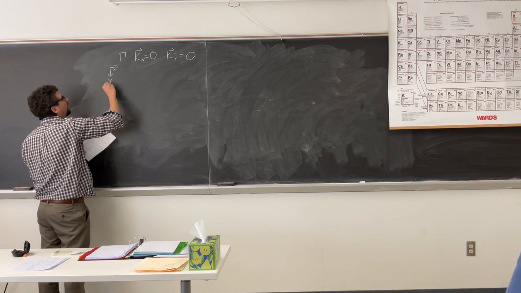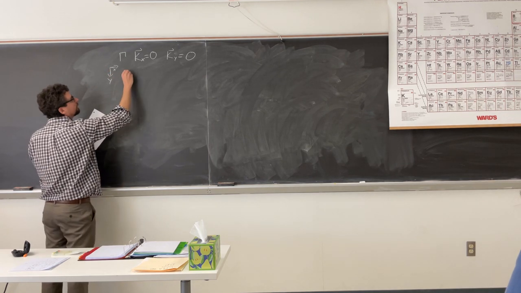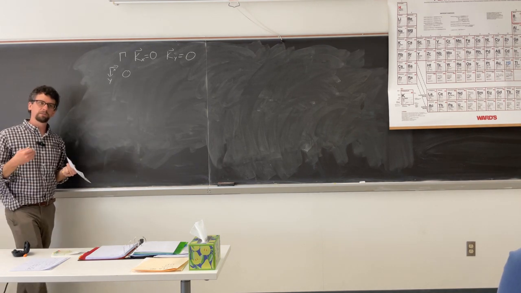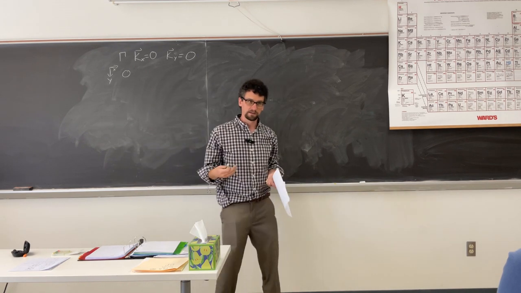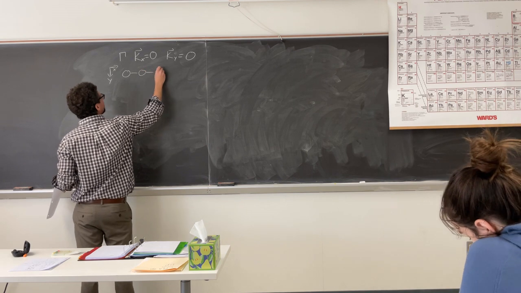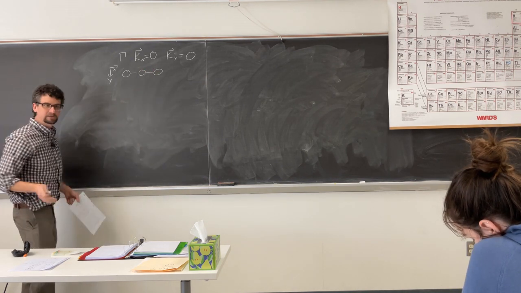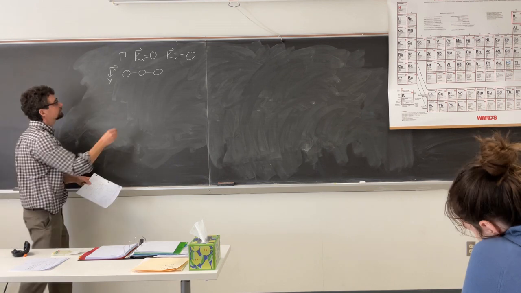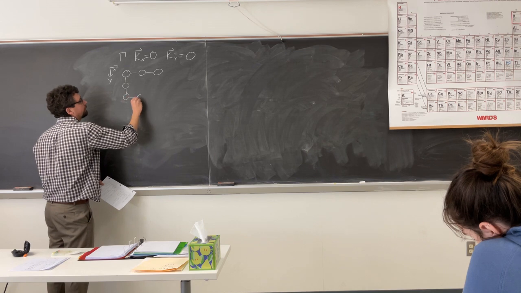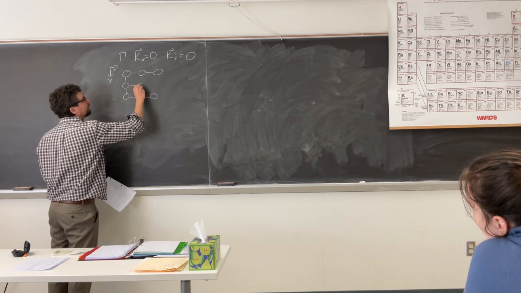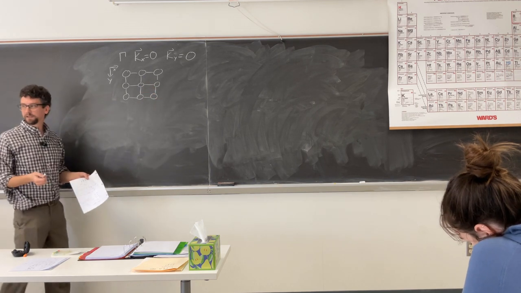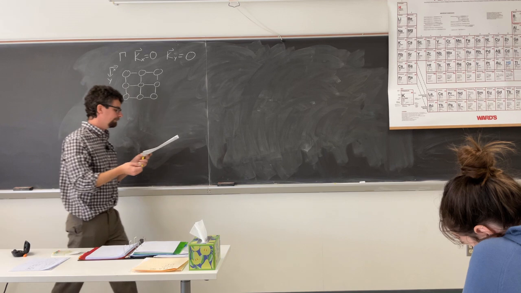X, Y. Zero and zero. What did the Bloch functions look like for a 1D system? Yep. They looked bonding. So they're bonding in the X direction. What are they in the Y direction? Yep. So then if I keep propagating that, that's what I'm going to get, right? Okay.